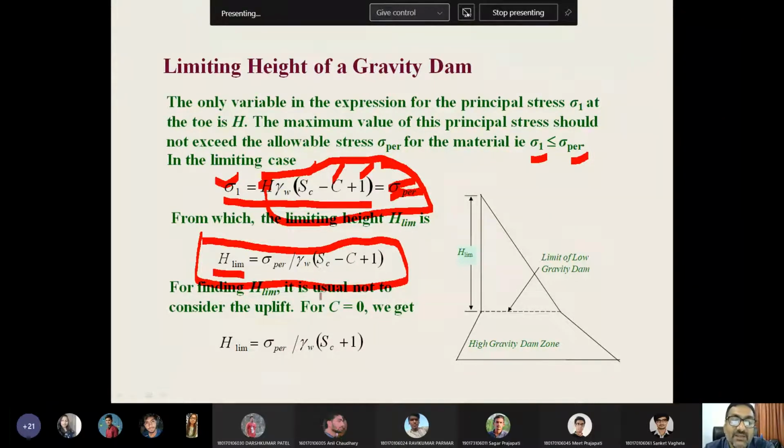For finding H limit, it is usual not to consider the uplift, and C is equal to 0. Why? Because this gives us the critical condition. If you deduct the value of C, if it is 1, suppose, then this will become sigma permissible divided by unit weight into Sc only. So this is a lesser value we'll get if we use C as 0 in the limiting height. So the limiting height reduces if we take C as 0: sigma permissible divided by gamma W (Sc plus 1).